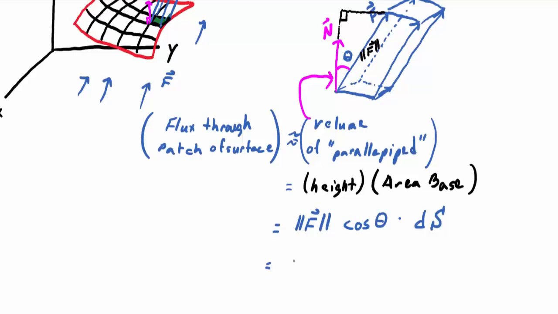Stick with me. I'm going to stick in the magnitude of n. The magnitude of n is just what? Is it okay just to throw in a magnitude of n? n is a unit vector, right? So I'm multiplying by 1. Why did I do that? What does that do for me?